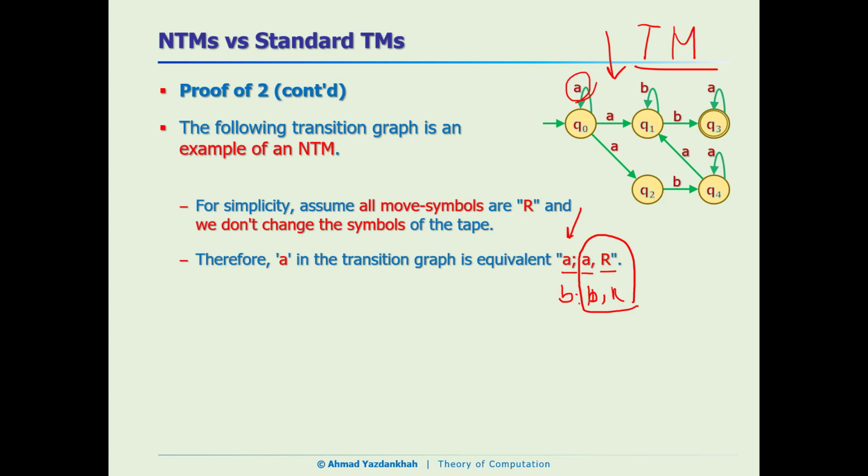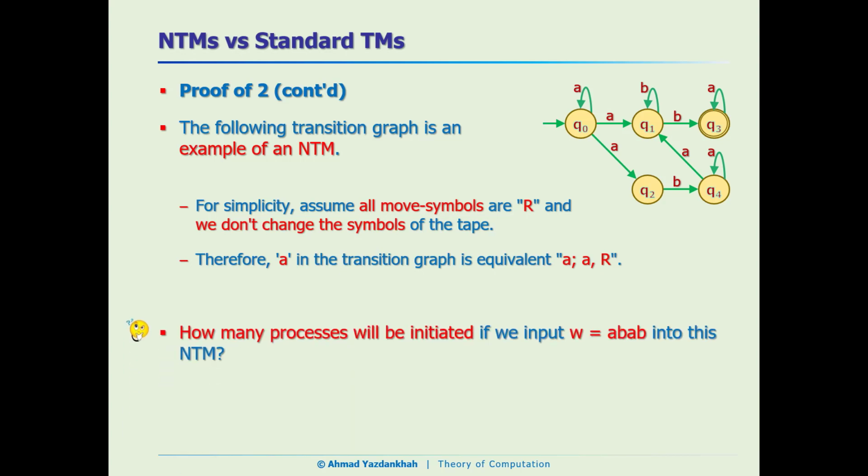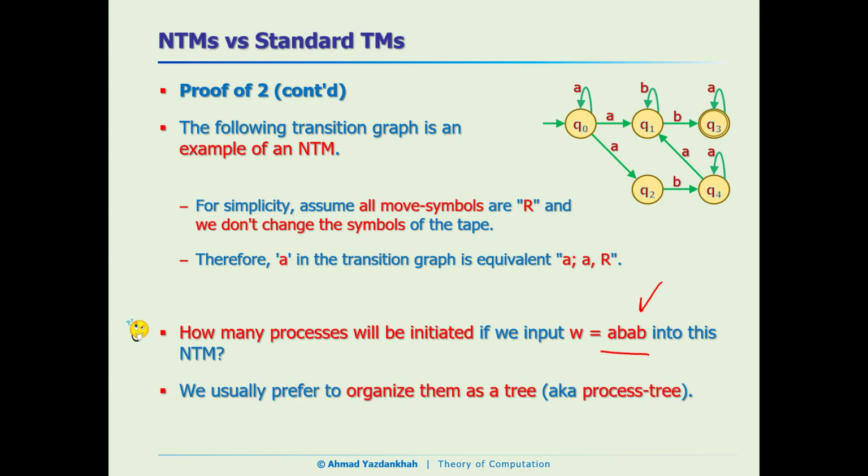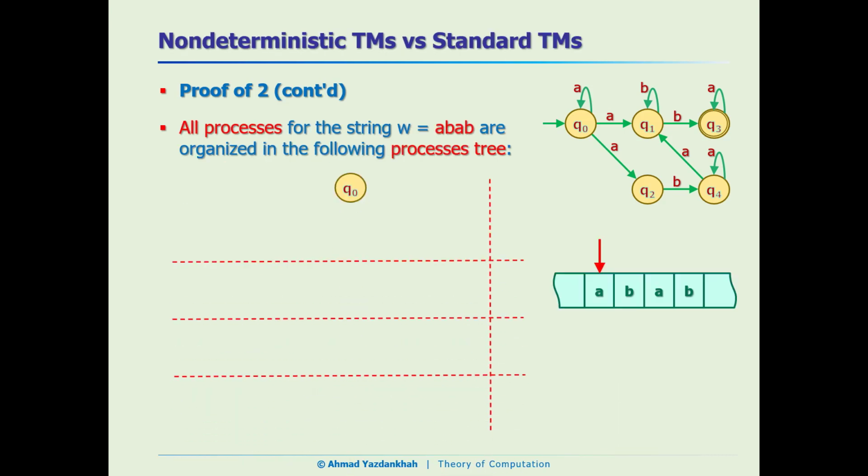Okay, so this is a Turing machine, and the question is, if we feed AB to this machine, how many processes will be created? Let's organize all of these processes on a tree that we call a process tree. So this is the tape. Let's say this is a common tape between all of the processes, but you know that every process has its own independent tape. But for this simple example, we can show the same tape for all of them.